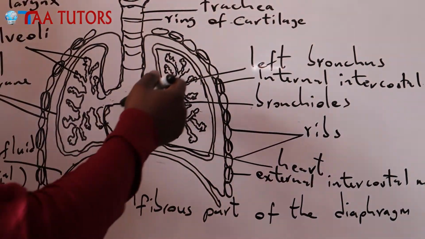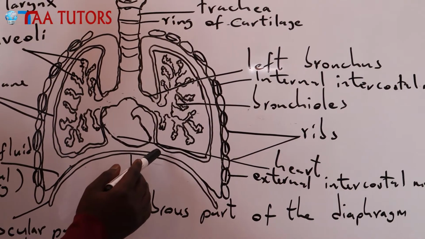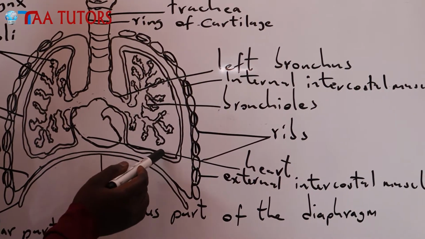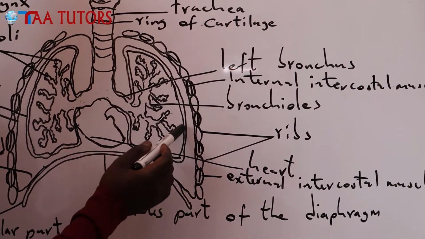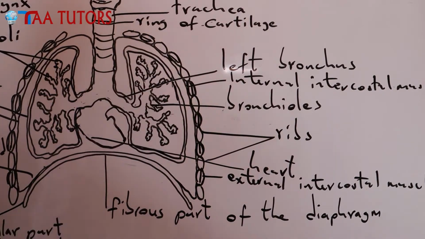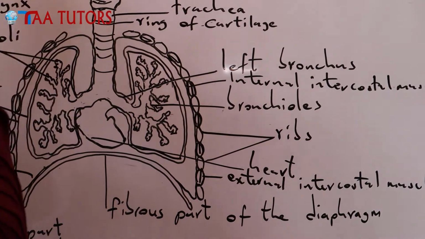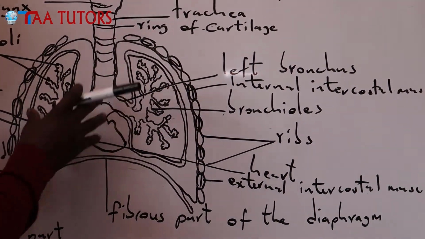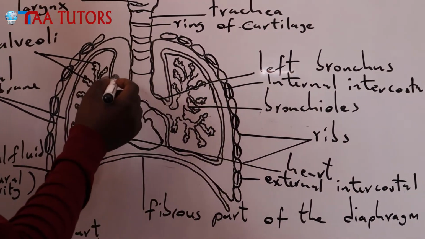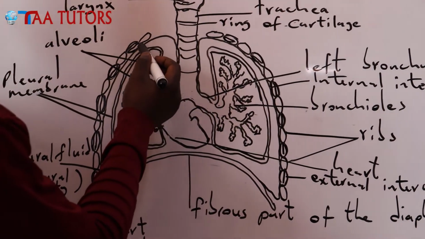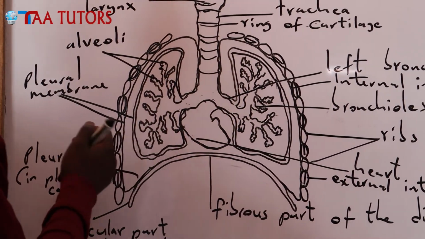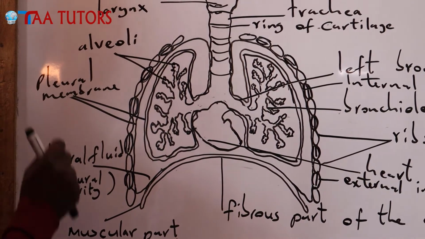Now this other part here, look at this particular line. There are two lines here. The inner line is actually the lungs. The inner line is forming for us the lungs. But the lungs are not just exposed to this cavity. It has a cover, like a seal. That seal is what we are referring to as the pleural membrane.